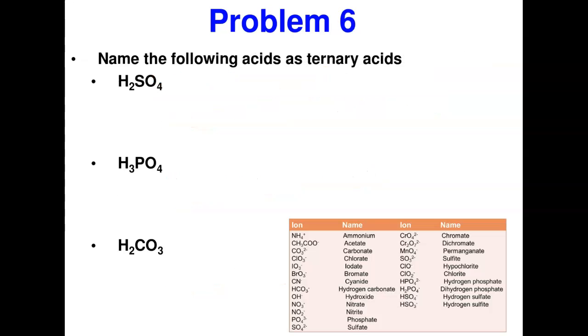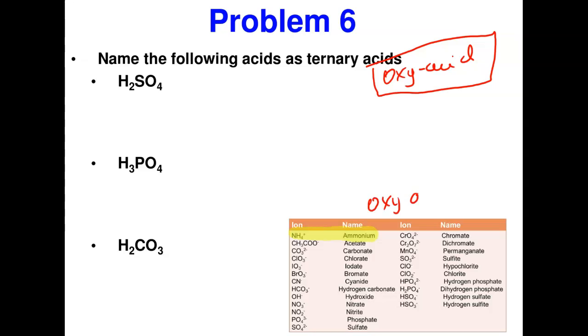Now, last but not least in this module will be naming the polyatomic acids, or we call them ternary acids, or the oxy acids. The reason why we call them oxy is that all these polyatomic anions contain oxygen. When you look at all of them, apart from ammonium, of course, the only positive one among them, every other one in this group contains oxygen. That is why we call them oxy acids, or oxy anions, minus the ammonium.